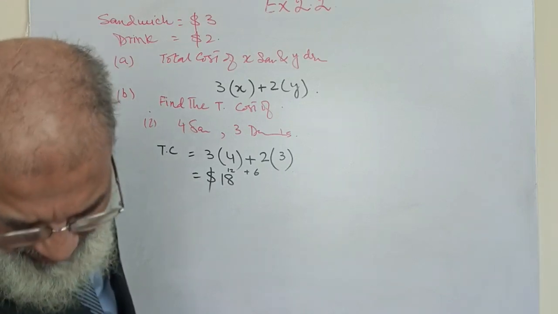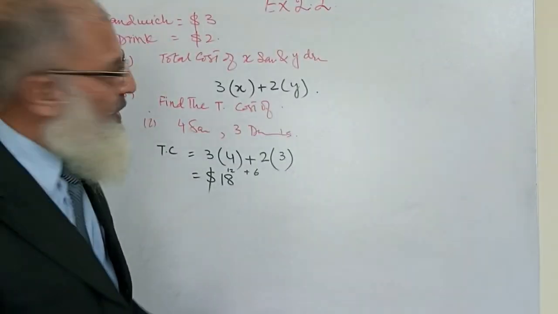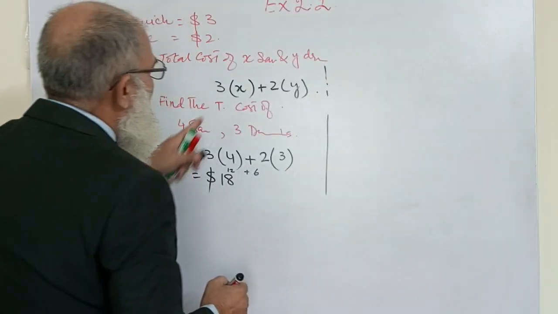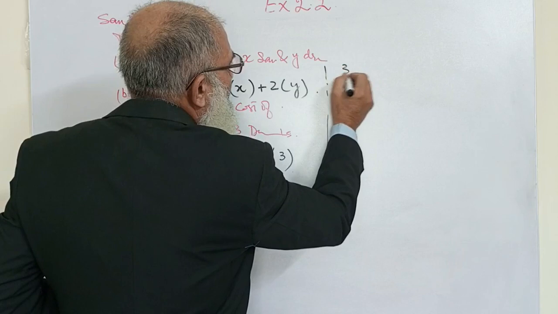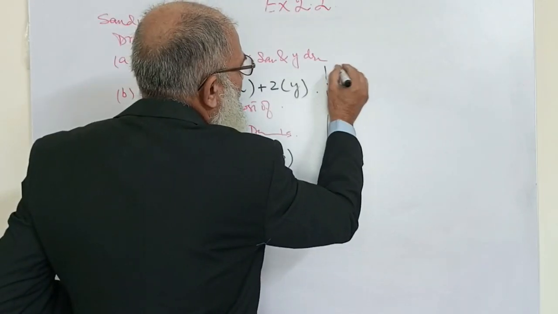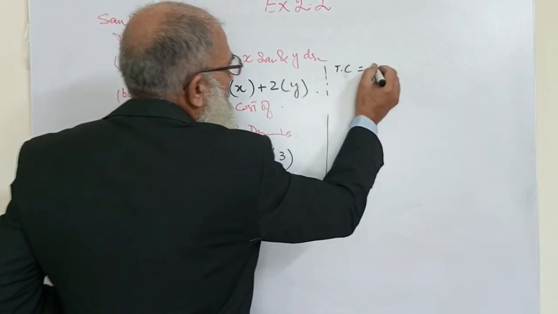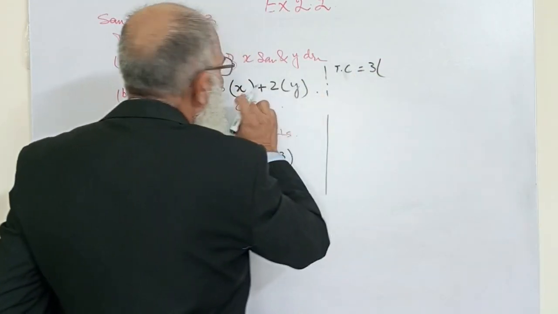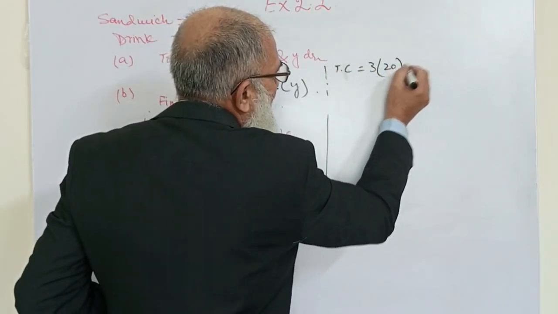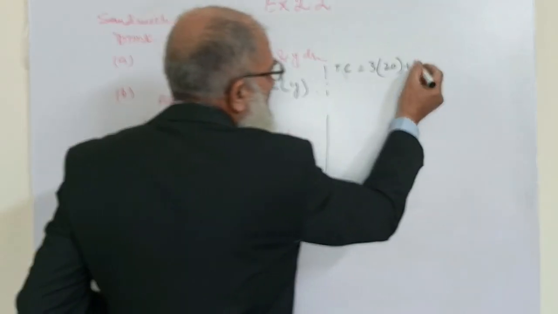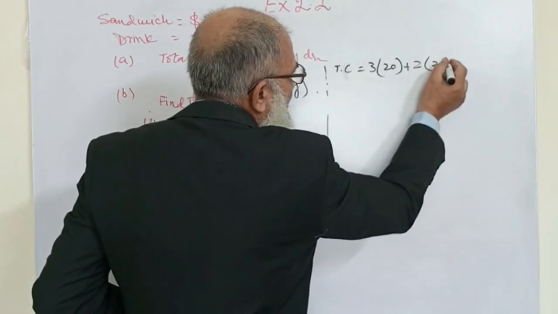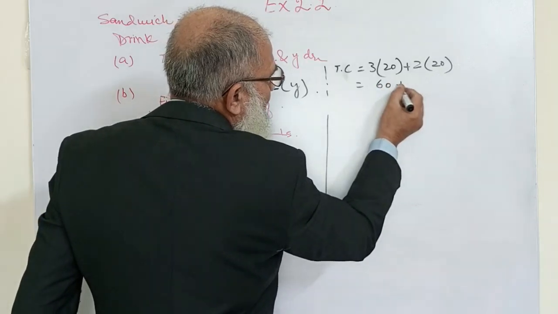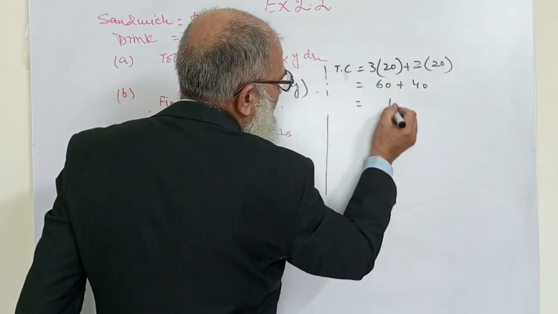Now the second part, 20 sandwiches and 20 drinks. Similarly, we write total cost equal to $3 for one, and the quantity which is given, 20, plus again the dollars, and the quantity is again 20 over here. So this will become 60 plus 40, and that is equal to $100.